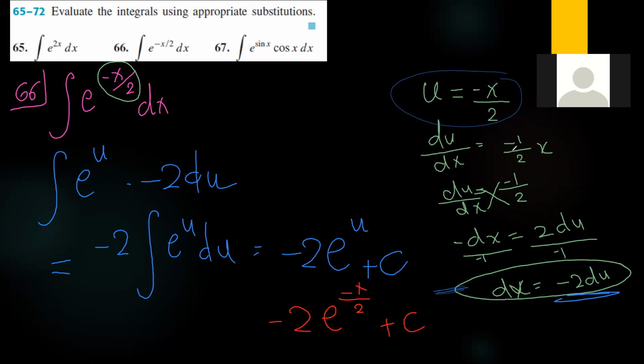Yes, teacher. Now, let's solve number 67. As I told you, you have to do the same steps. In number 67 here, you have to find the integration of e to the power sine x times cosine x dx.